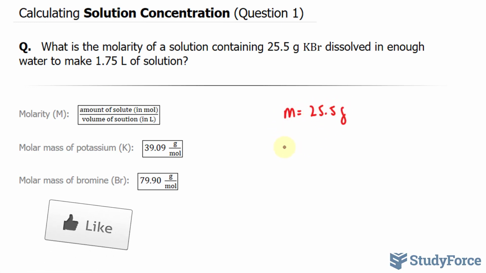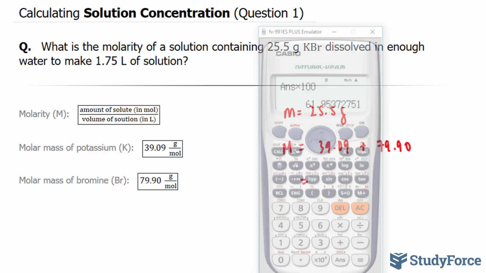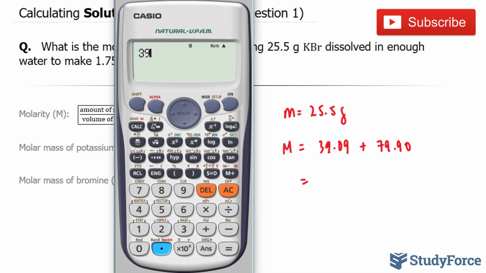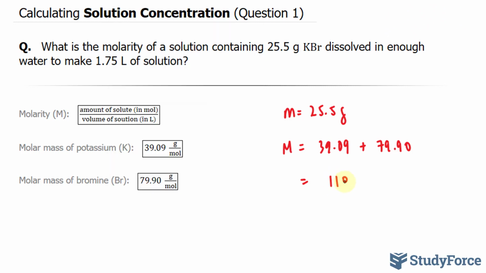The molar mass, which I'll represent also by the letter M, the capital letter M, is equal to 39.09, that's the molar mass of one individual potassium atom, plus 79.90, which is the molar mass of bromine. Adding these two up using our calculator, we end up with 39.09 plus 79.90, and that gives us a total of 118.99. 118.99 grams per mole.